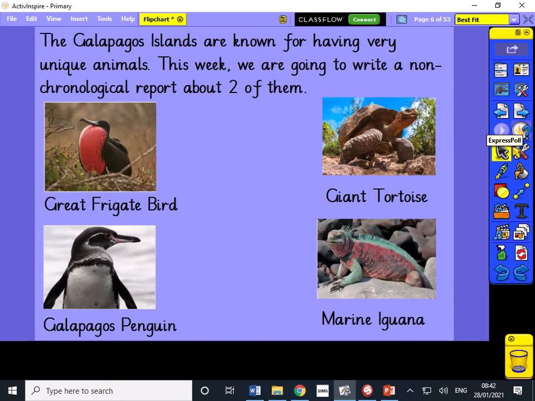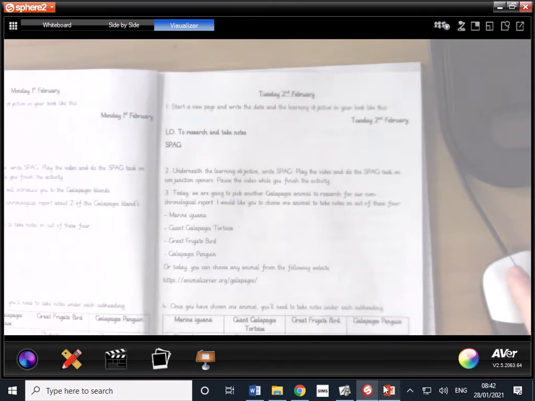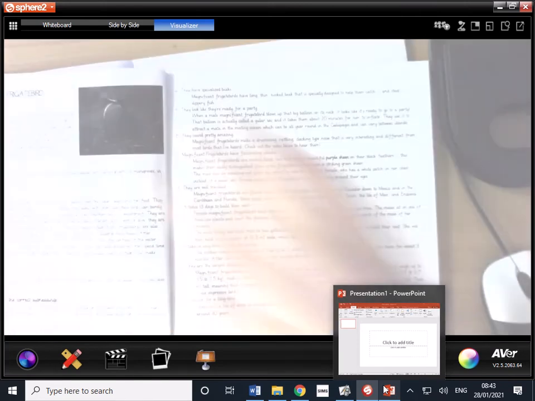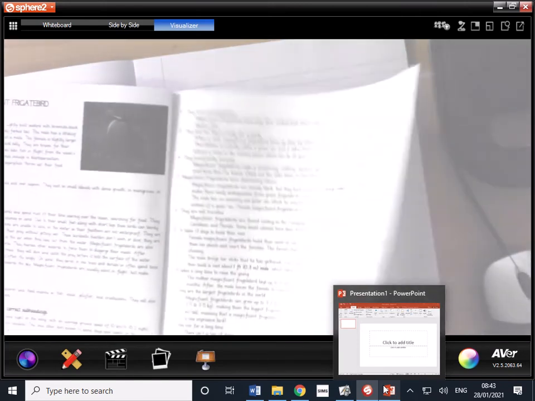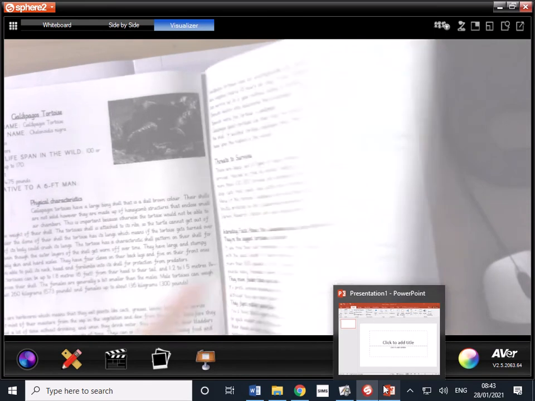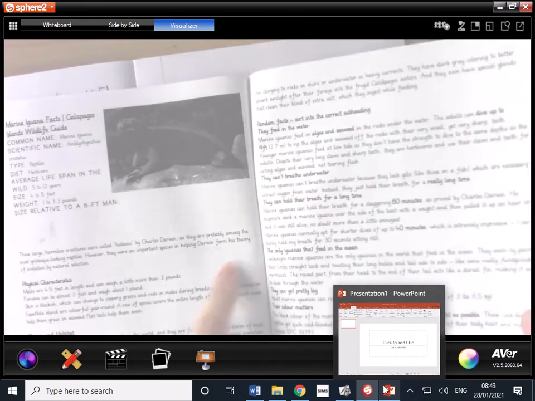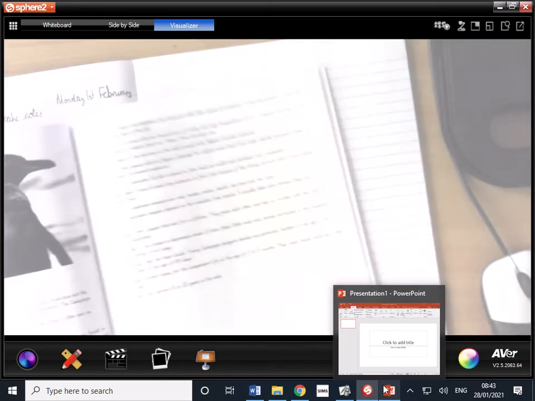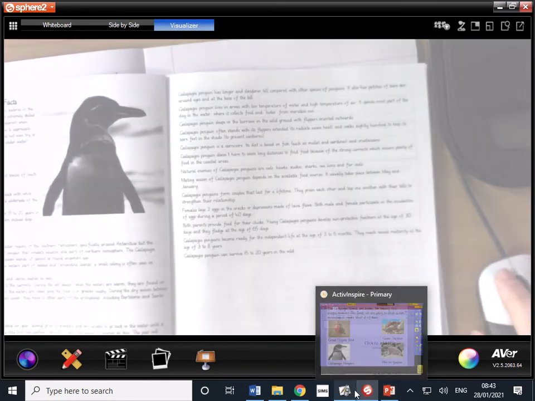Okay, so in your packs, I'm just going to switch back to this. You should have right at the back a fact file about the Galapagos penguin, a fact file about the magnificent frigate bird, a fact file about the Galapagos tortoise, and a fact file about marine iguanas. And today I'm going to take notes from the Galapagos penguin booklet.